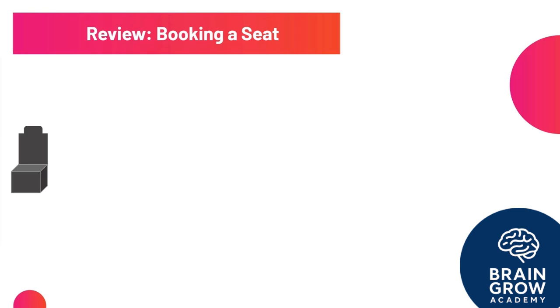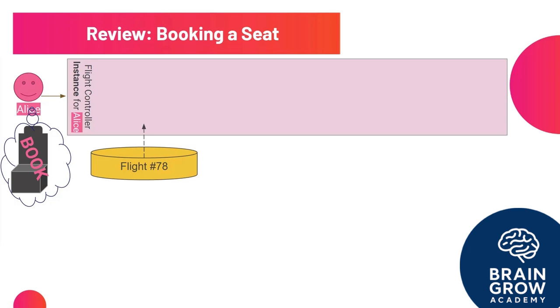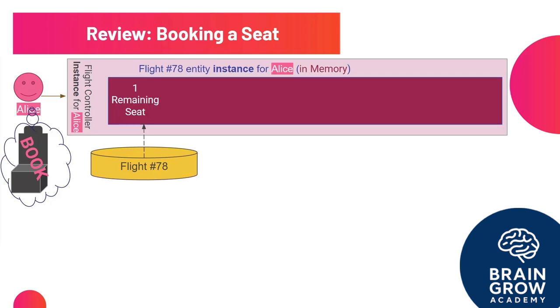Imagine a flight with only one remaining seat, and Alice wants to book exactly that seat. So she sends her request to the server, and the controller then fetches the flight Alice wants to book from the database. Entity Framework creates an instance of the flight entity in memory and loads the flight Alice wants to book into it. The flight entity then checks to see if it has the capacity for Alice.